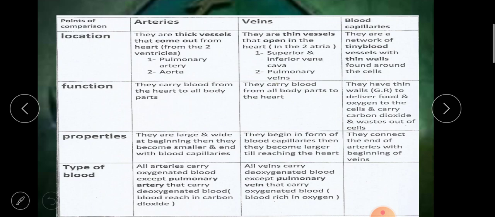What is the type of the blood that is moving in each of them? In the arteries, all the arteries carry oxygenated blood, or blood with oxygen, except the pulmonary arteries, which carry deoxygenated blood, or blood rich in carbon dioxide. But all the veins are the opposite, they carry deoxygenated blood, except the pulmonary vein, which carries oxygenated blood, or blood rich in oxygen.